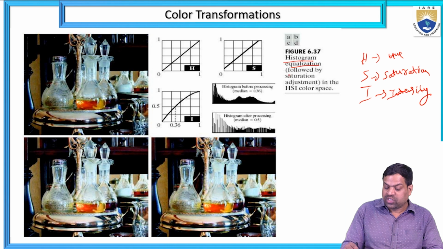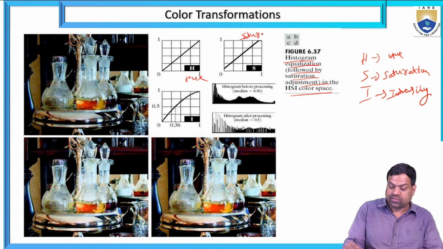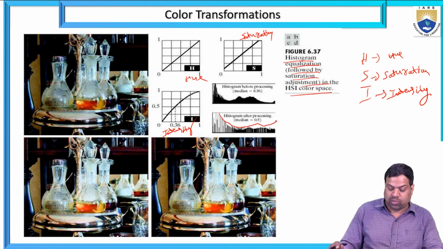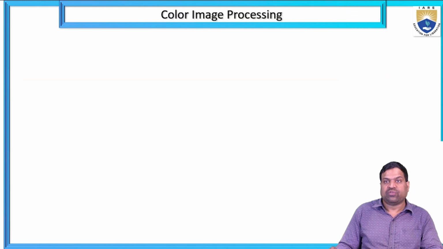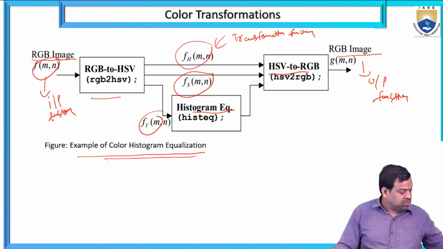So histogram equalization followed by saturation adjustment in the HSI color space. It is H, hue, saturation, and it is the intensity. So it is a histogram equalization of a combination of H, S and I. So these are the references about the color image transformations.